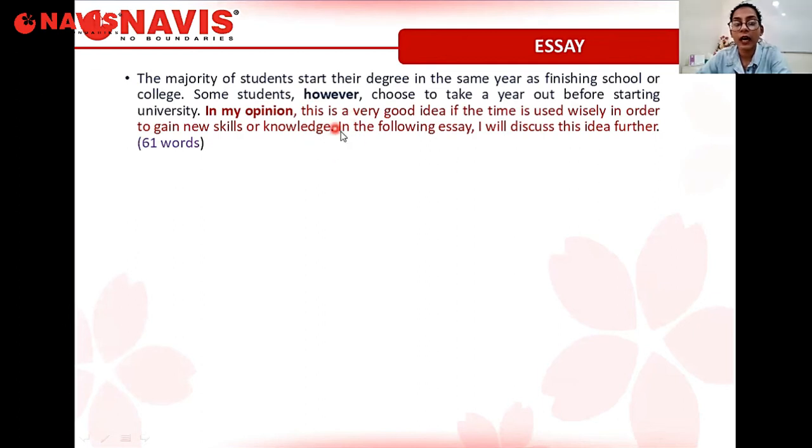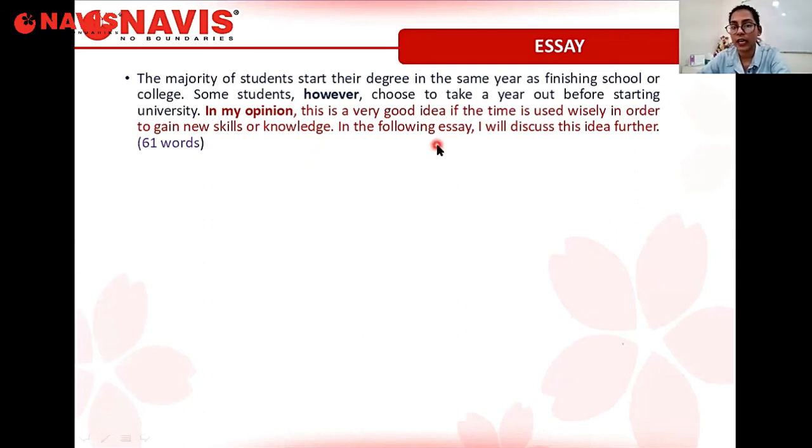Next, I'm going to the thesis. Thesis is very important. This is nothing but your own idea or your own opinion which you are giving. So I have started by telling that, in my opinion, this is a very good idea if the time is used wisely in order to gain new skills or knowledge. So what am I telling? I'm telling that it is a very good idea to take a break only when it is used wisely.